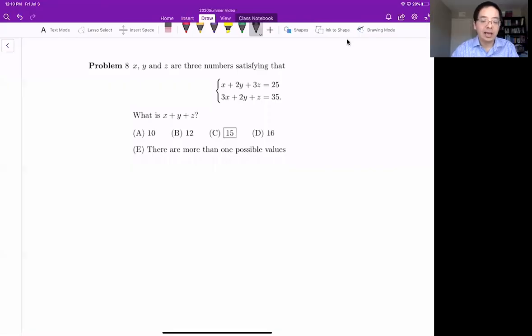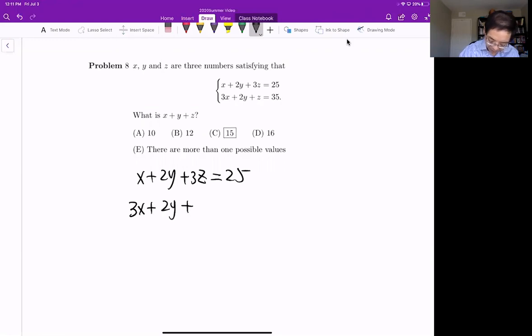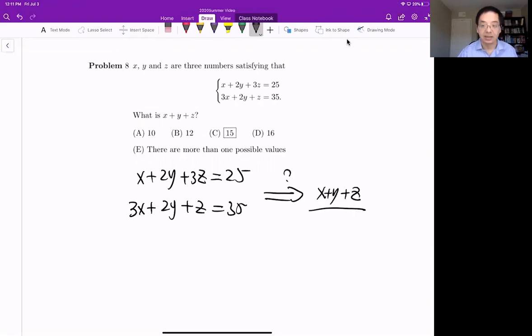All right, now let's look at problem 8. In this problem, we practice a little algebra. Here we have two equalities. The first one: x plus 2y plus 3z equals 25. We don't know what they are, but we have these two relations. The second: 3x plus 2y plus z equals 35. The question from here: can we deduce what x plus y plus z is?